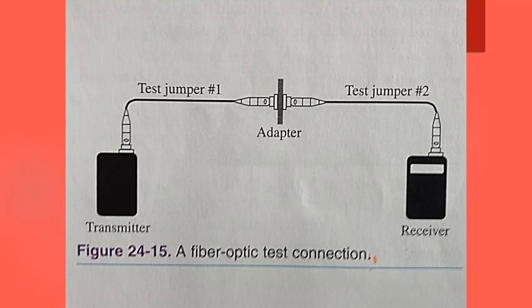The receiver can be quite simple in design. It is used to measure the loss or attenuation in dBs or decibels. An acceptable loss for a cable is approximately 2 to 3 decibels per 1,000 feet.